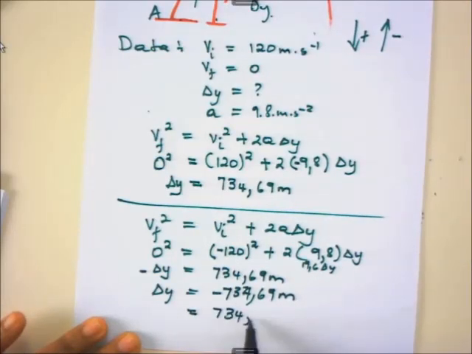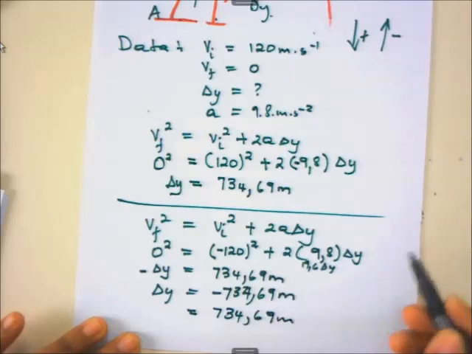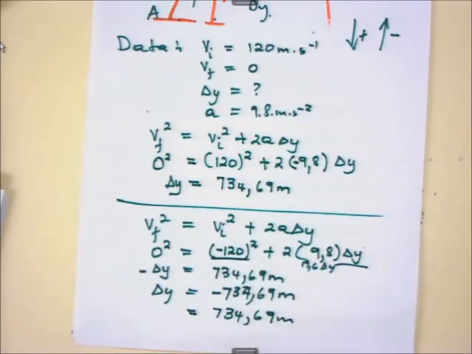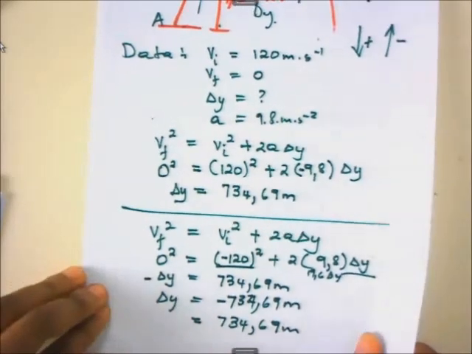The other way, instead of moving delta y, just move this 120 to the power of 2 to the right hand side. Then you do your mathematics correctly. Now let's move on to the next question.